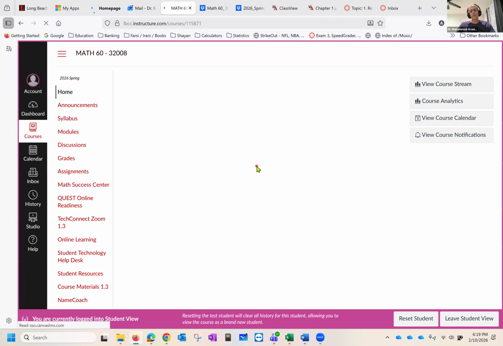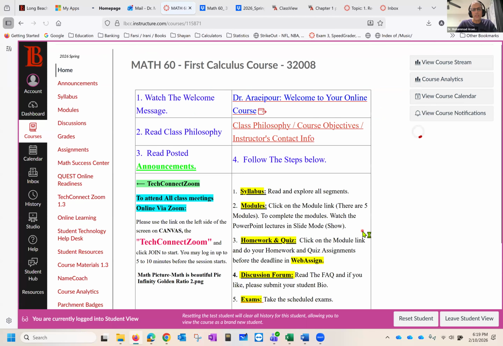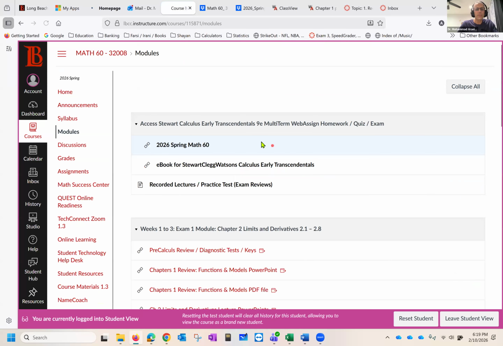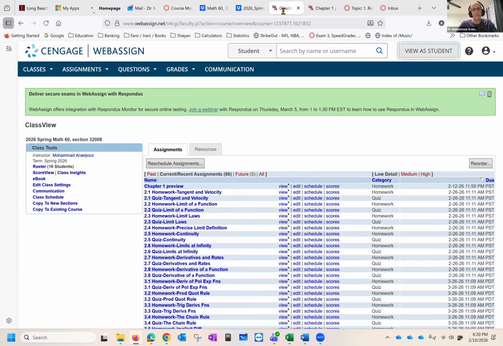Going back to the homepage of Canvas, we covered basically everything. Now we are going to go to modules. You can go to modules right from here or again from the left navigation bar. So what do we find? First and foremost, this is what will take you to your digital platform by WebAssign. If you go there, you register, it'll take you here, just so you know.